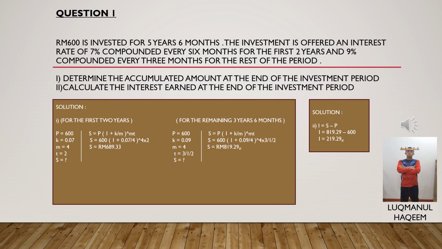Roman 2. Calculate the interest earned at the end of the investment period. You'll be using the formula I equal to S minus P. So your S is 819.29 and your principal is 600. So I equal to 819.29 minus 600 and your final answer will be 219.29. That's all from me. Thank you.